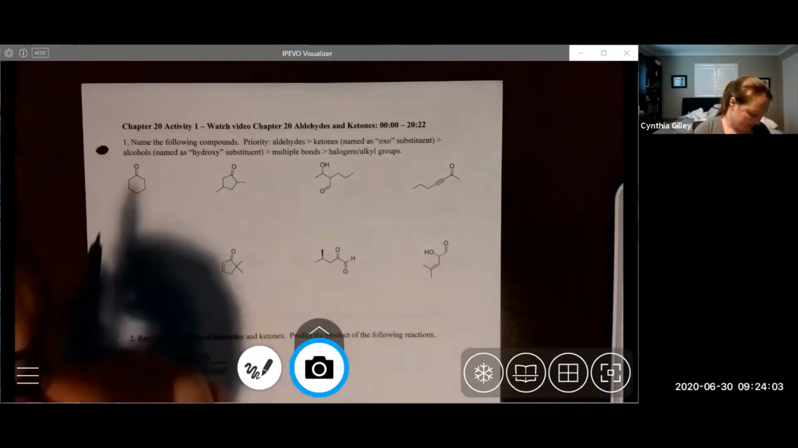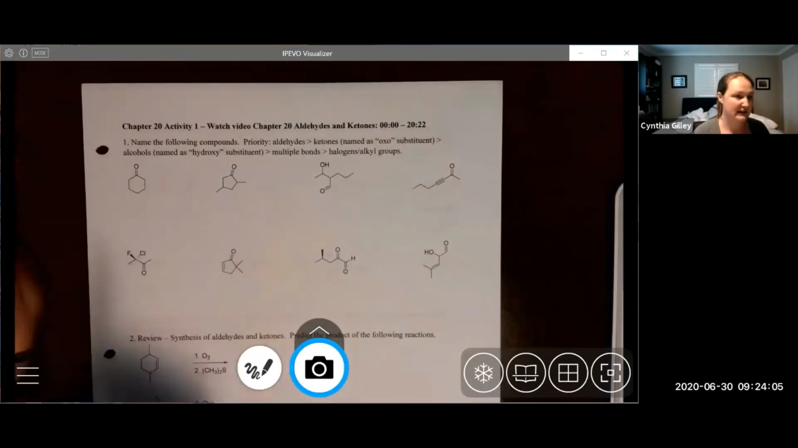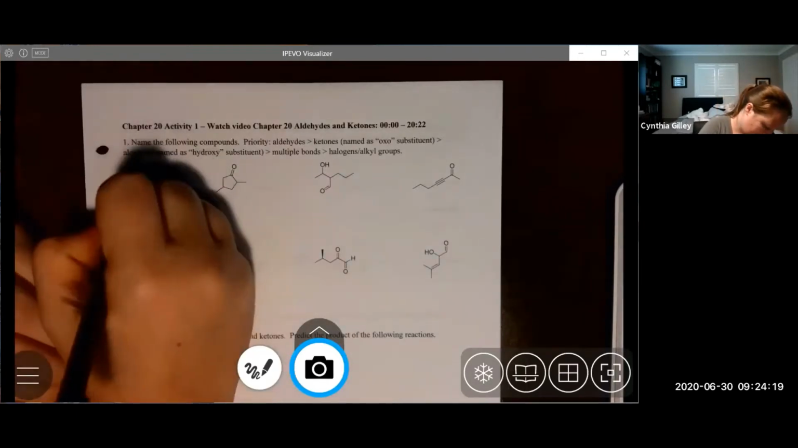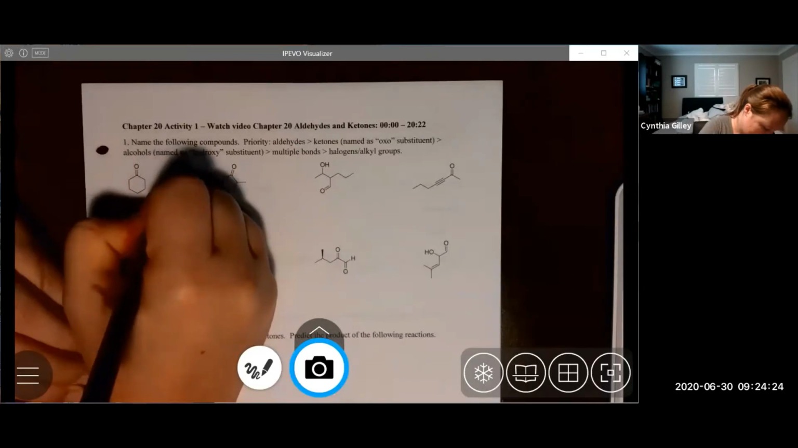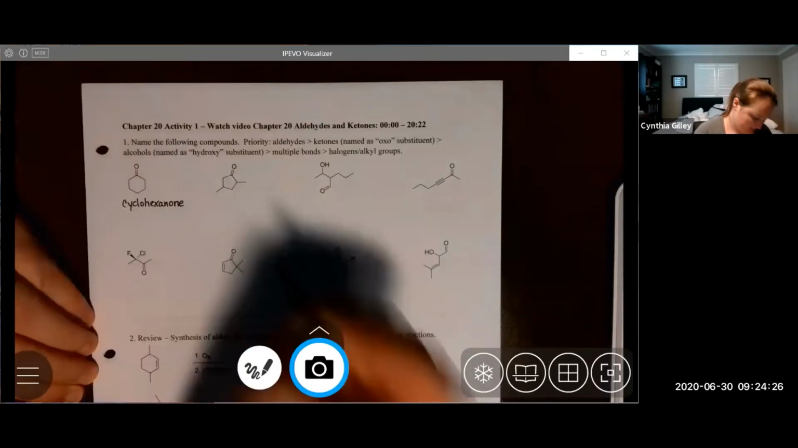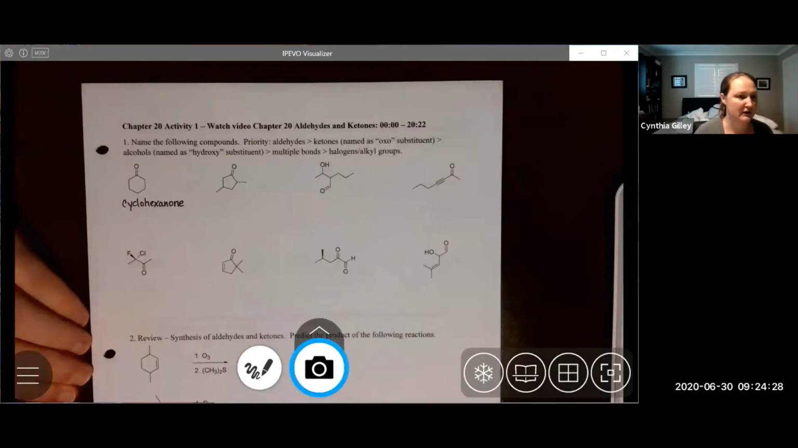So in this case, we just have a ketone. So we're going to name it with the ending -one. And if it was an alkane, it would be cyclohexane. So it becomes, drop the E, add the -one, cyclohexanone. Because we're naming it as a ketone, we don't need a 1 by definition. There's only one carbonyl, and it's at carbon number 1.